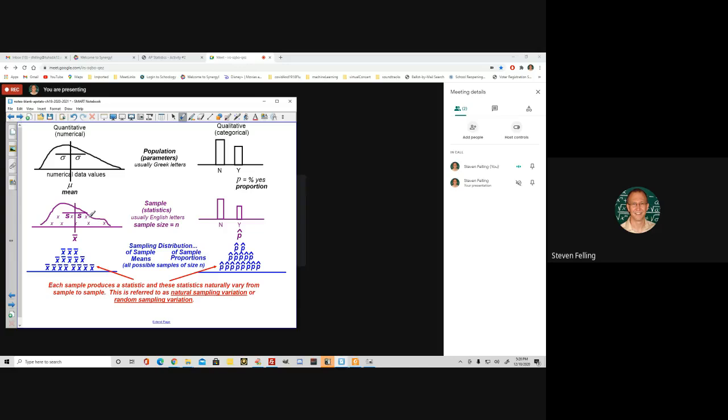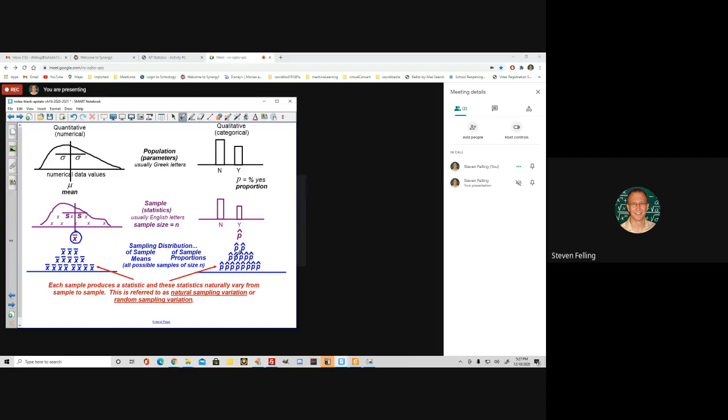But whenever I take many samples, I can measure the center, the mean, and every one of the samples will have a different mean, right? That's called natural sampling variation, or random sampling variation, and we expect that to vary. Same thing over here in the yes/no case. If I look at the percentage of yeses, I'll get a different p hat value for each sample. It varies from sample to sample.